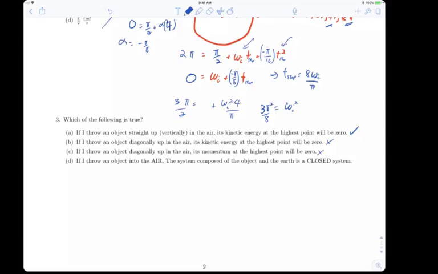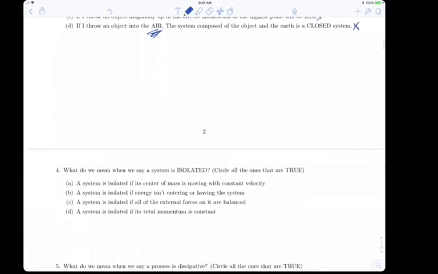If I throw an object up in the air, the system composed of the Earth and the object is closed. Okay, so usually when we do these projectile motion questions, we're ignoring the air. But given the fact that I wrote air in capitals, I'm guessing the air has to be included for the closed system. Air is going to produce a little bit of drag force. It's going to slow the object down just a little bit. Air is going to heat up just a little bit. So this is not true. Yeah, it's a trick question. It's not a trick question. It's a tricky question.